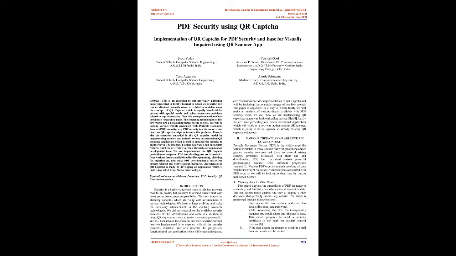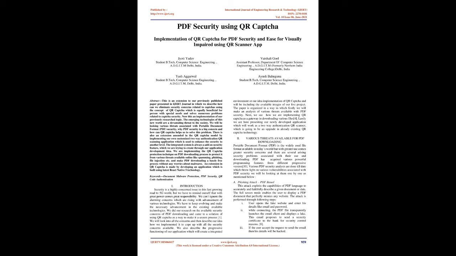We did our research on the available security concerns of PDF downloading and came to a solution of using QR Captcha as a way to make it a secure process. We will look into all the concerns and then describe how we implemented our idea to cope with all the security concerns available. We also describe the progressive functioning of our application, which will create an integrated environment for our implementation of QR Captcha, and will include images of our live project.